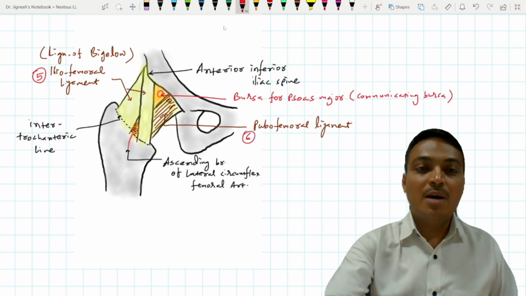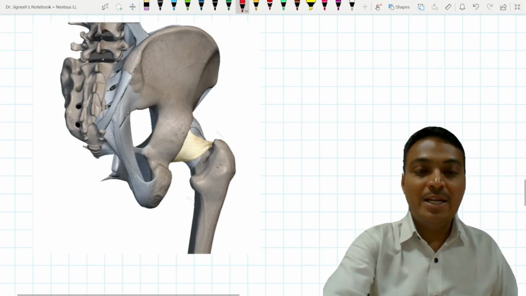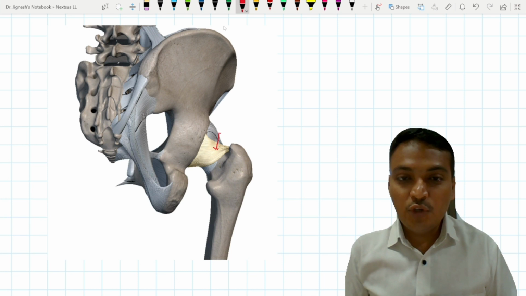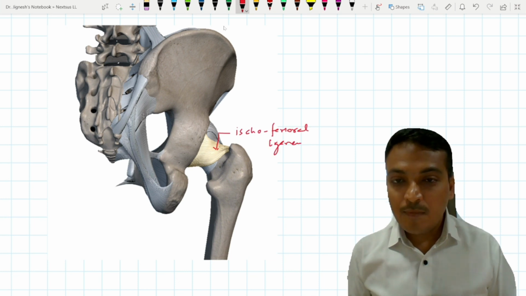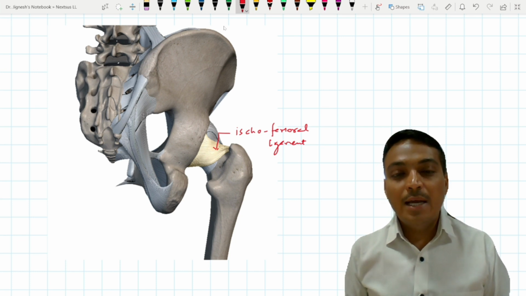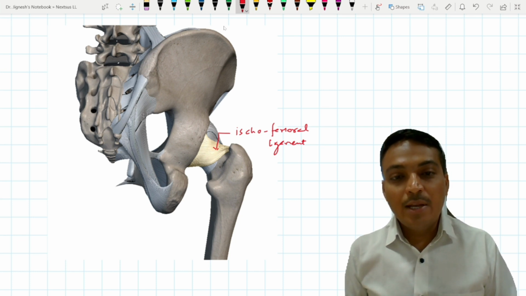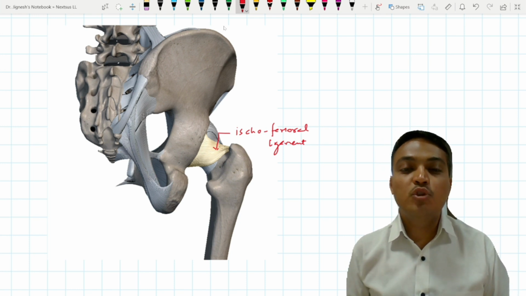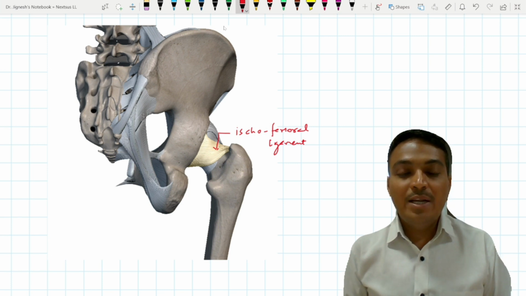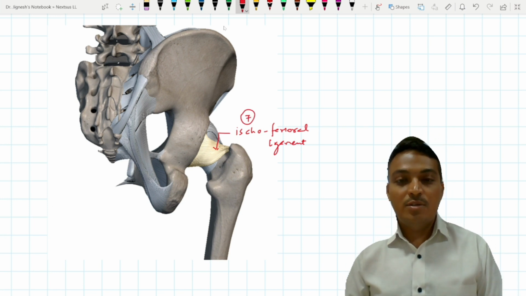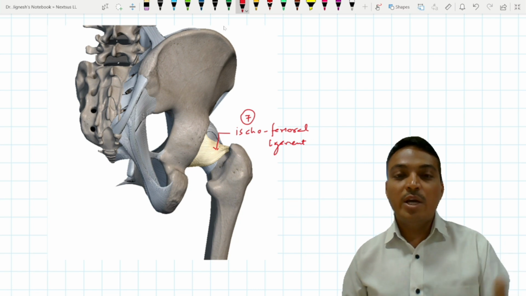Now let's see one more ligament on the posterior side, and that ligament is the ischiofemoral ligament. Here in this figure, this is the ischiofemoral ligament. It is attached to the margin of the acetabulum, and it passes upward and laterally, and the fibers are spiraled in manner and going to fuse with the capsule of the hip joint. So this ischiofemoral ligament is the seventh ligament of the hip joint. So there are seven ligaments of the hip joint which we have discussed.